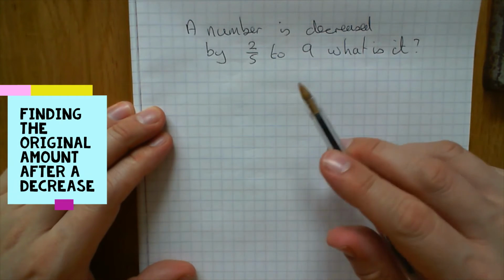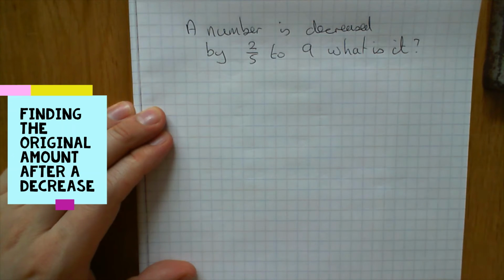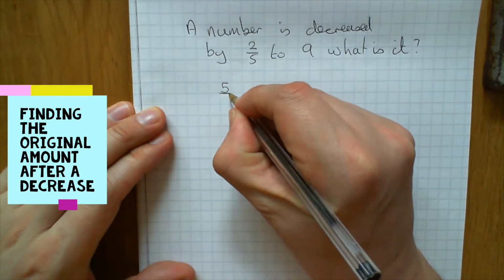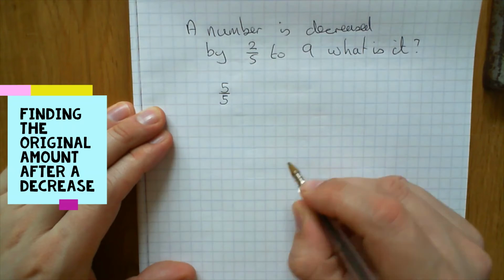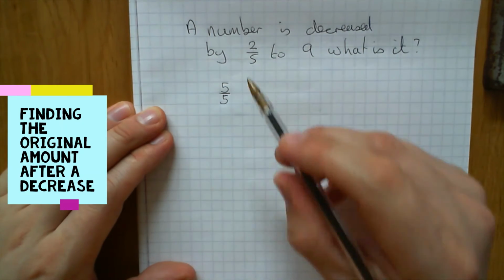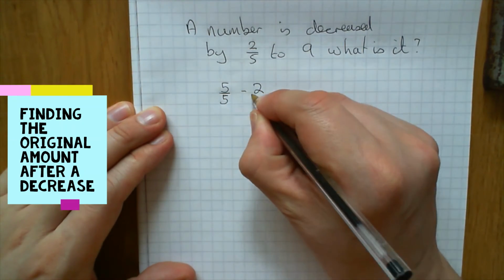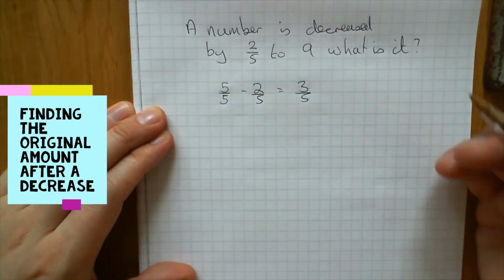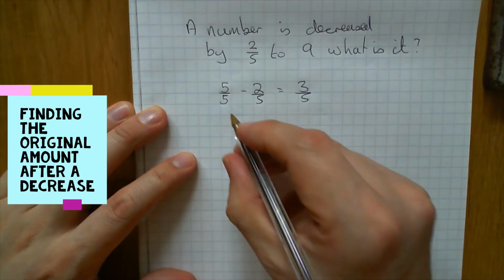Okay, so now I want to look at what happens when we have a decrease, and we use the same technique. We've got to think, what fraction am I left with? Okay, so we started off with our whole number, so we had 5/5 of our number. I picked fifths because I've got fifths here. I'm taking 2/5 off it, which leaves me with 3/5. So if I've taken 2/5 off, I'm left with 3/5.